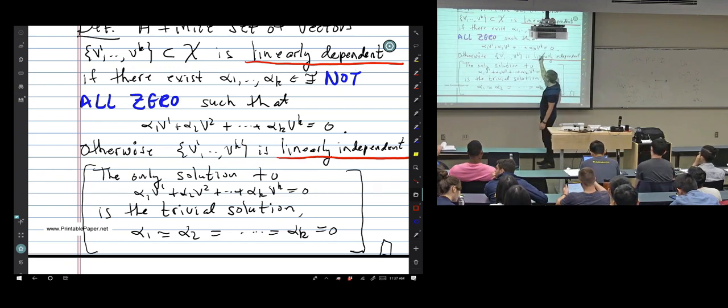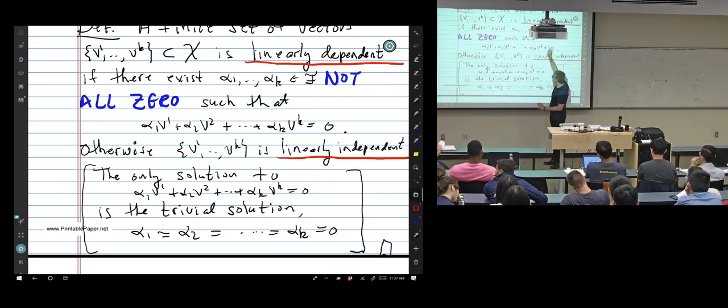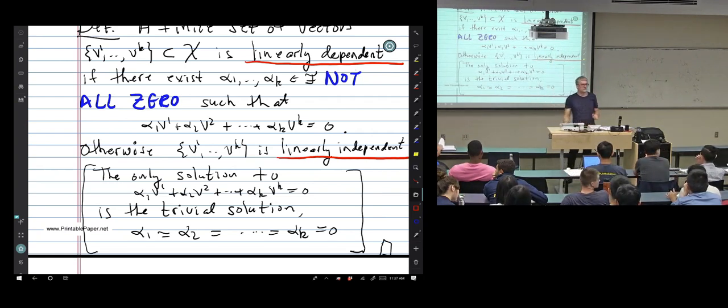To prove dependence, you find one set of coefficients, not all 0, and they're dependent. To prove independence, you have to check all possible coefficients and show that they're not a solution; only the 0 is the unique solution. Question?